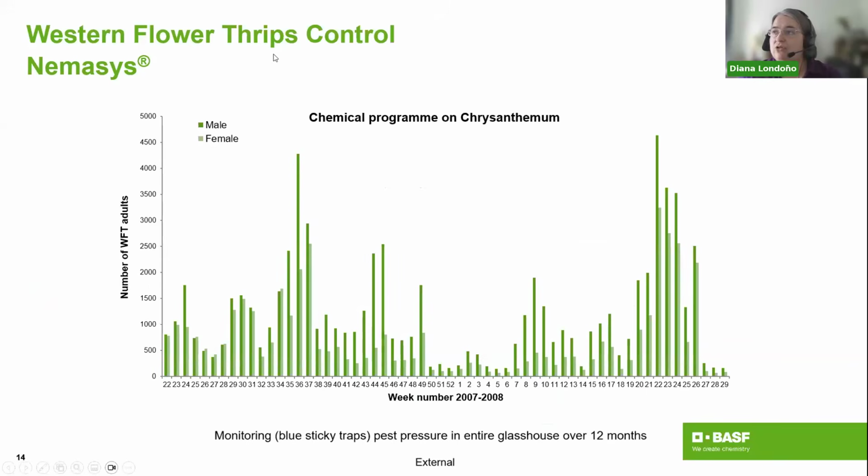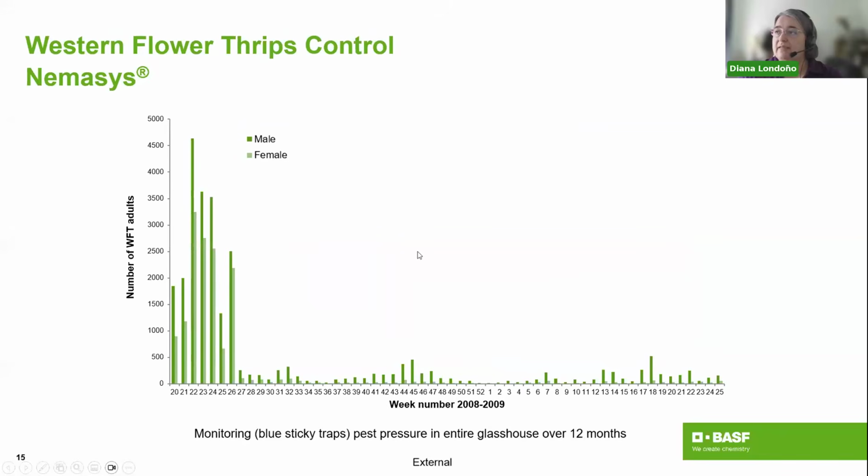Here I want to show the comparison between chemical programs and nematode programs. With the chemical programs, we did trapping of the adults, and we found that at different weeks you have a lot of males or females trapped. The next slide shows when we apply the nematodes in the right conditions, and you can see that the decrease in the number of adults is notorious. So when you apply the nematodes in the right conditions, they are going to work very well.